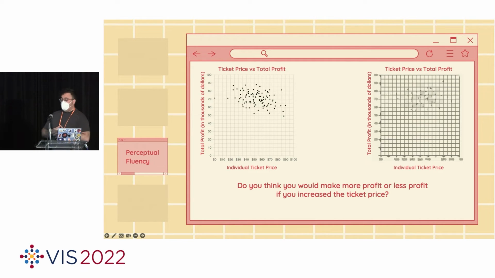Then we ask a question that requires participants to use the visualization to make a decision. For example, do you think you would make more profit or less profit if you increase the ticket price? And then we would expect the answer to be aligned with the first visualization. They would expect to make less profit.